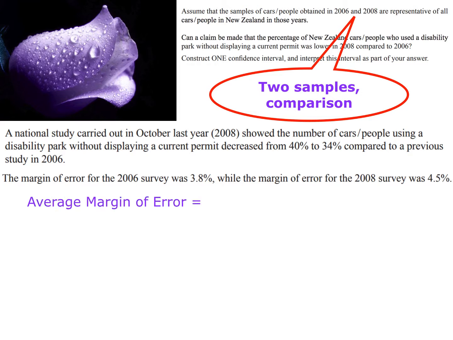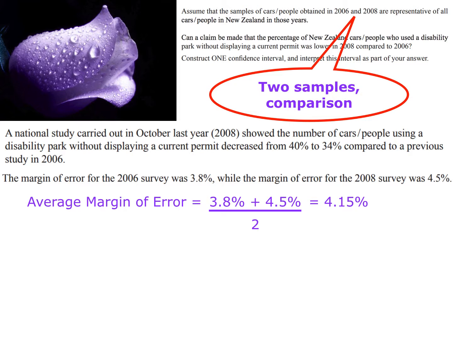So that means we need to find the average margin of error. We've got our two margins of error of 3.8% and 4.5%. To find the average means add them up, divide by 2. So that's what we're going to do. 3.8 plus 4.5, and we're going to divide that by 2, and that gives us the average margin of error of 4.15. Now we need to multiply this by 1.5.